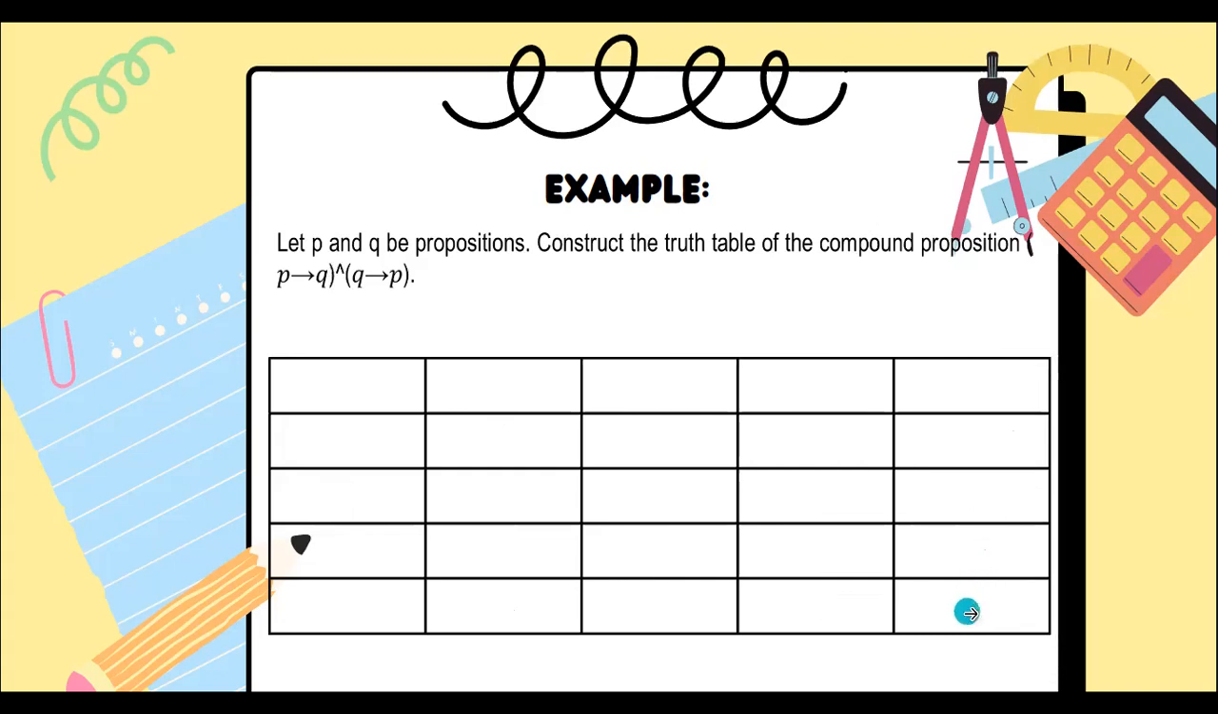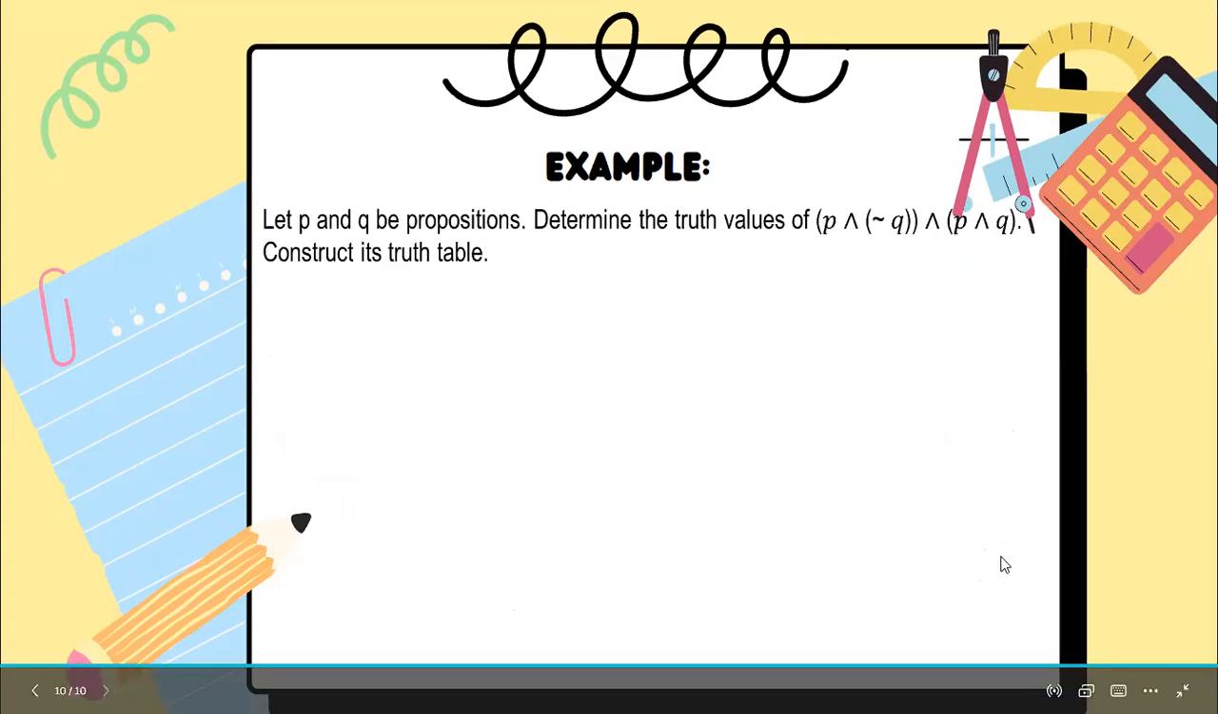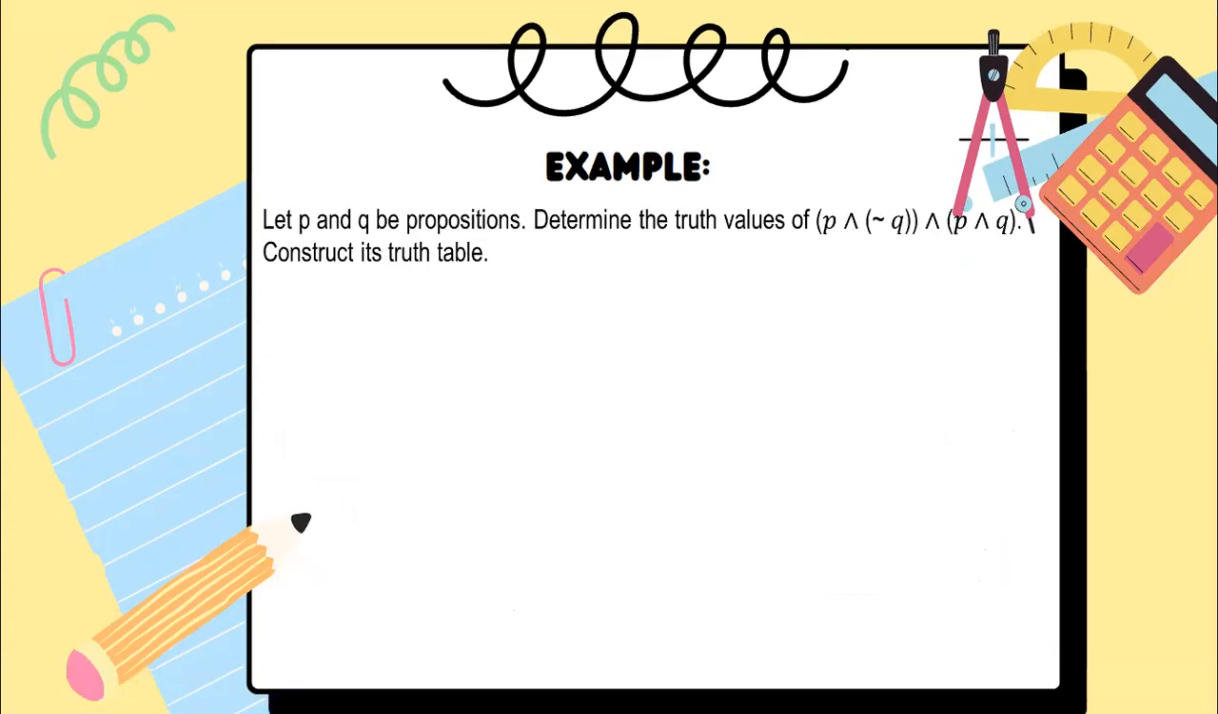Next, let's proceed with another example. Let P and Q be propositions. Determine the truth values of P and not Q and P and Q. Okay? So again, meron lang tayo ditong two propositions, proposition P and proposition Q.